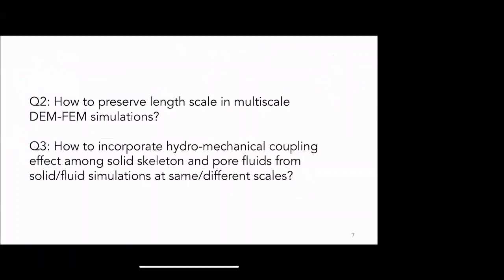Okay, so now we have talked about the DEM. The next topic I would like to talk about is how do we preserve the length scale for multi-scale DEM-FEM simulations. We talk a lot about the advantages of using the DEM, but one thing that is quite well known, at least in the geotechnical engineering community, is that it's really hard to create a sample that resembles a particular specimen of soil, for example, Norwegian sand or Houston sand. Those are very difficult tasks to do.